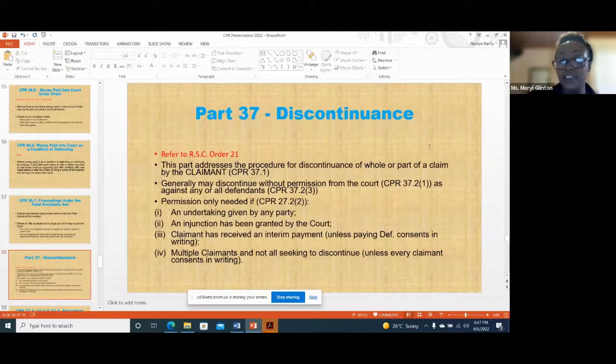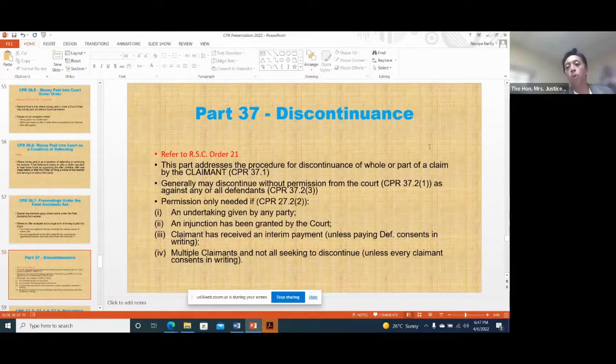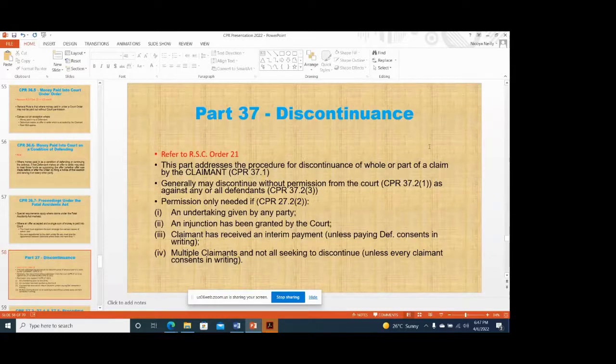So I will pause here for any comment by Her Ladyship or His Lordship firstly, and thereafter to see if there are any questions on that part. I have no comment. No, I have nothing to add. Thank you.